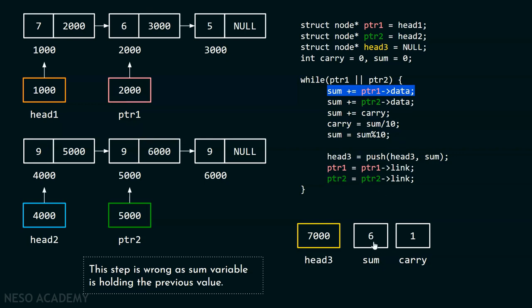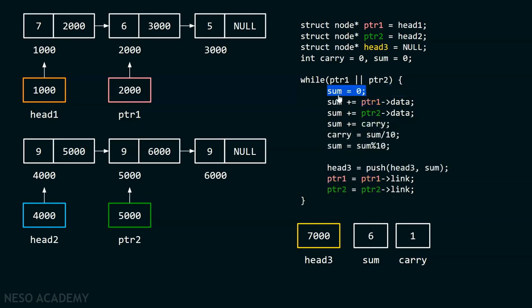We have to make it 0 before moving forward. That is why this line of code is important, that is sum equal to 0. We must put 0 over here before moving forward. Then after this, we can perform this step, right? Now here, first PTR1 data will get added to sum, which means that 6 will get added. Then after this, PTR2 data will get added to the sum. You can see that currently sum is 6. So 6 plus 9 is nothing but 15. And 15 plus carry, that is 1, is 16. Therefore, again, sum will hold this value 16.